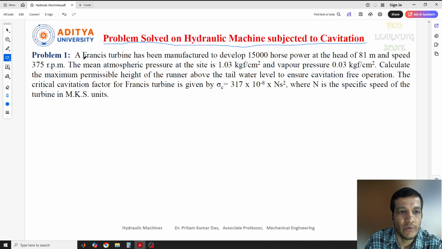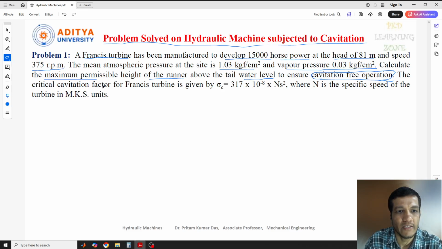Here I have taken the question: a Francis turbine has been manufactured to develop 15,000 horsepower at a head of 81 meter, and the speed is given as 375 rpm. Mean atmospheric pressure at the site is 1.03 kg per centimeter square. Vapor pressure is 0.03 kg per centimeter square. Calculate the maximum permissible height of the runner above the tail water level to ensure cavitation free operation. We require cavitation free operation, and how much height is required to keep the turbine.